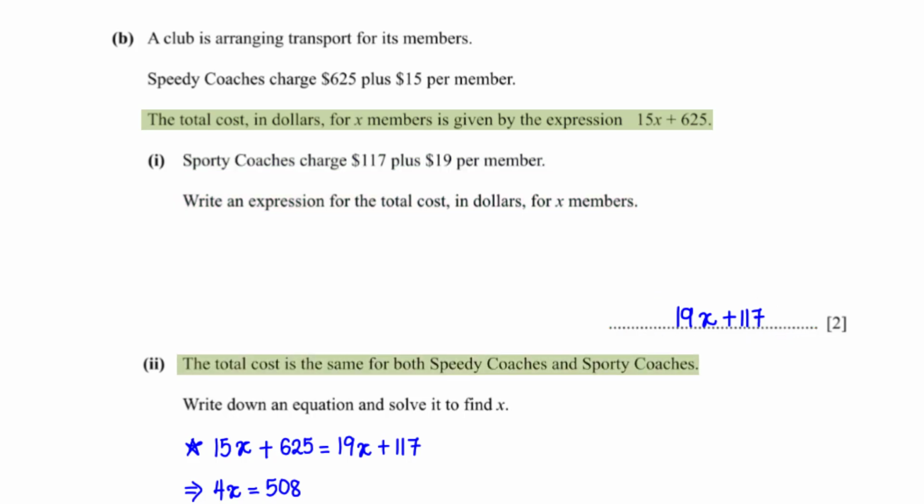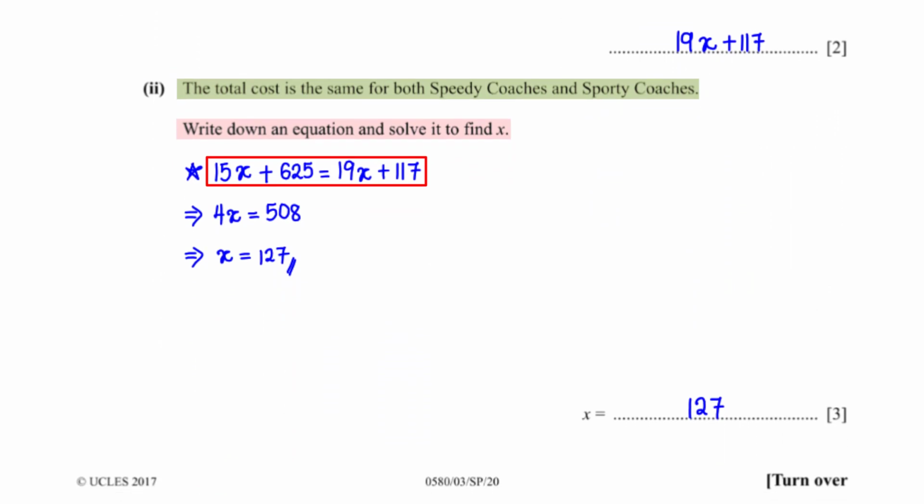The total cost is the same for both speedy coaches and sporty coaches. Write down an equation and solve it to find x. We know that the total cost for speedy coaches is 15x plus 625, and we found the total cost for sporty coaches as 19x plus 117. From the question, these two costs are equal. So now we need to find the value of x. When we group like terms, this is what we get. When we divide both sides by 4, we get x equals 127.